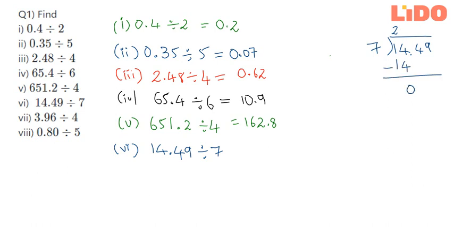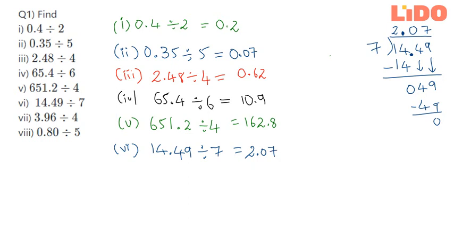Now since there is a decimal point here, I'm going to put a decimal point here. Bring down the next number, which is 4. Unfortunately 4 cannot be divided by 7, so I'll have to put a 0 here. Now I will bring down the next number 9, and now I know that 7 7's are 49. So when I do this, I get a remainder of 0, which makes my answer 2.07.